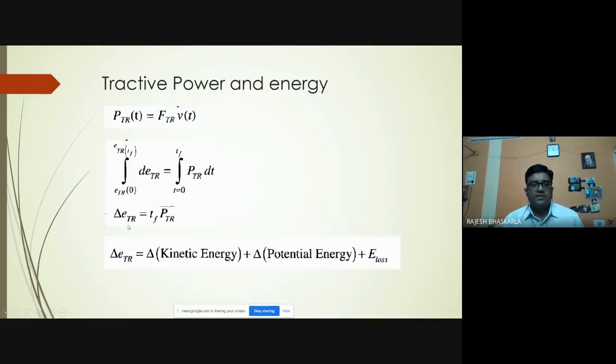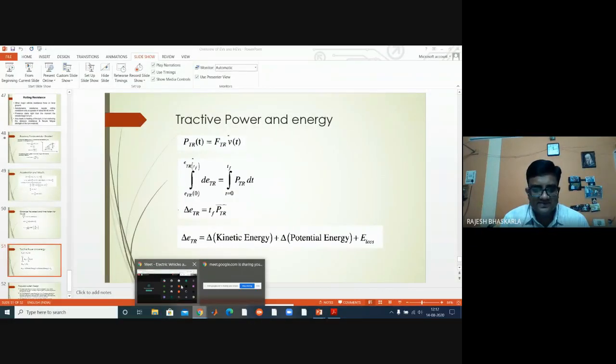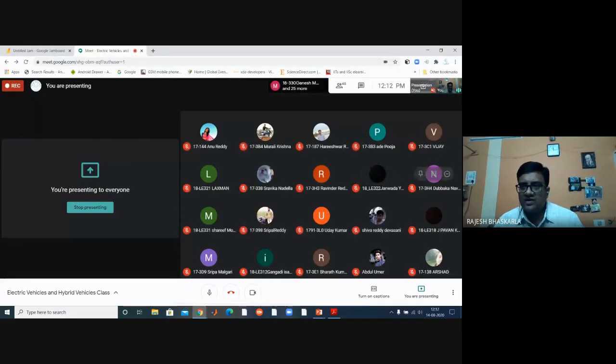So what do you mean by power and energy? If I have a high powered battery, do I guarantee that it can run for a longer distance? I may have a high powered battery, but does it guarantee that I can travel for a longer distance?